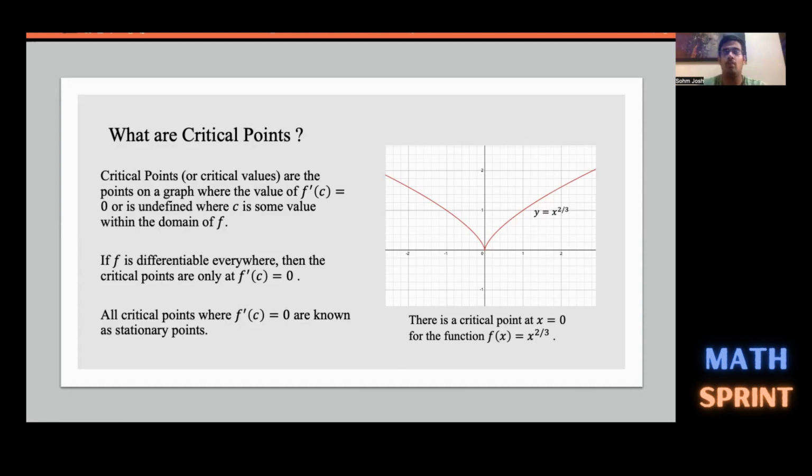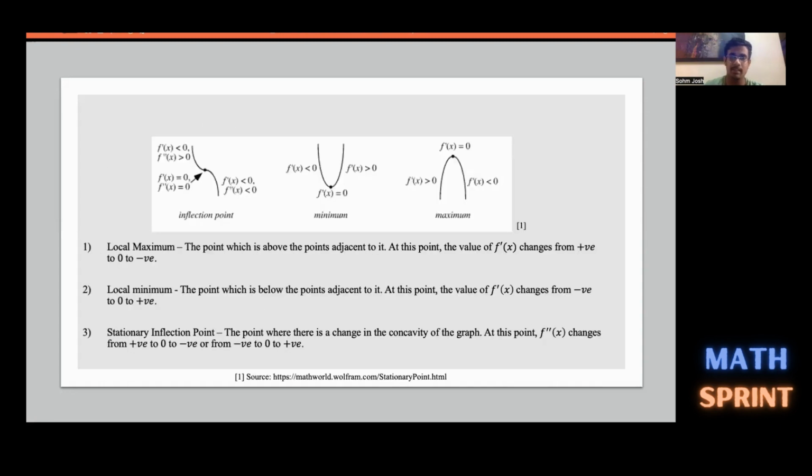Also, you should know some terminology. A stationary point, which I'll be explaining later, is a type of critical point where f'(x) is only 0. That's a stationary point. So since I brought up stationary points, I'm going to be delving into the types of stationary points. Remember, stationary points exist wherever f'(x) is equal to 0. There are three types of stationary points.